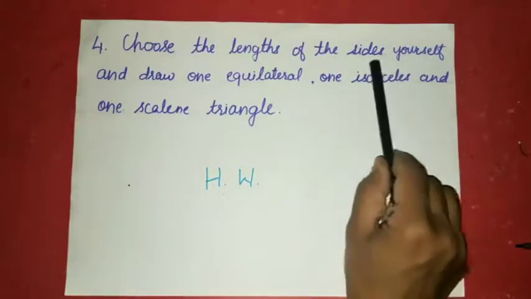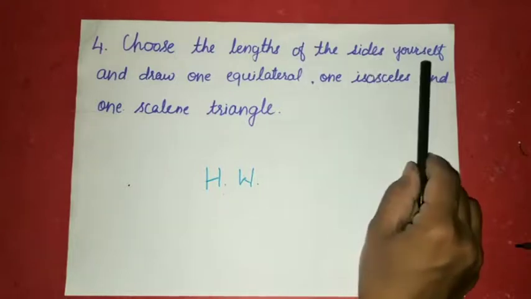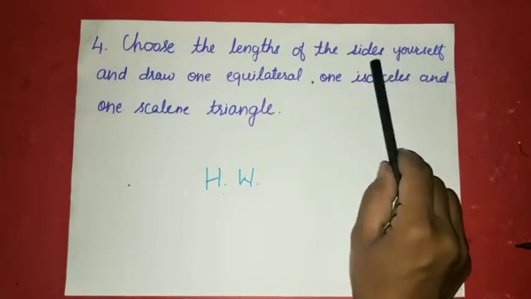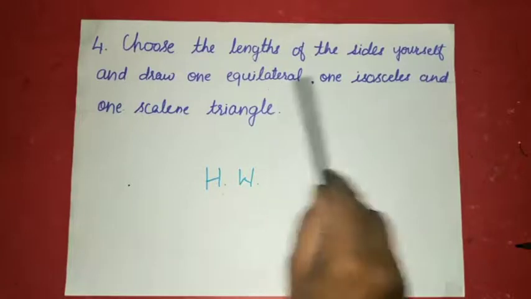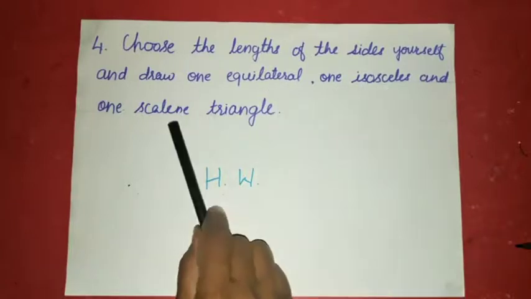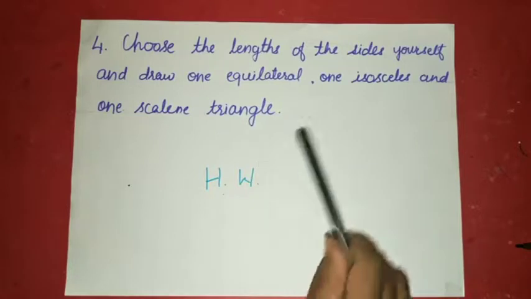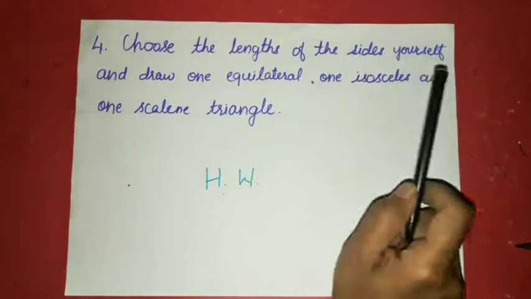So you have to choose the lengths of the sides by yourself. You can take any length of the sides and you have to draw one equilateral, one isosceles and one scalene triangle. See children, this is homework. Everyone has to do this activity on their own.